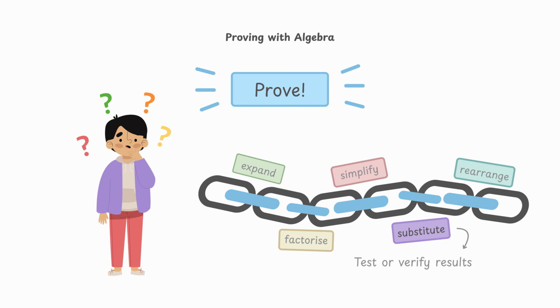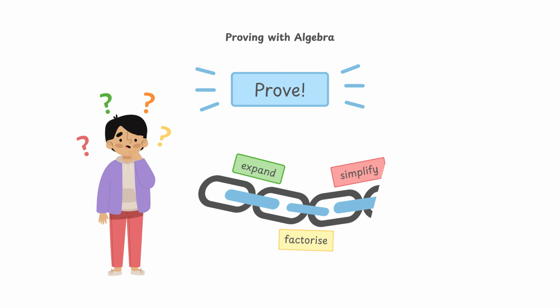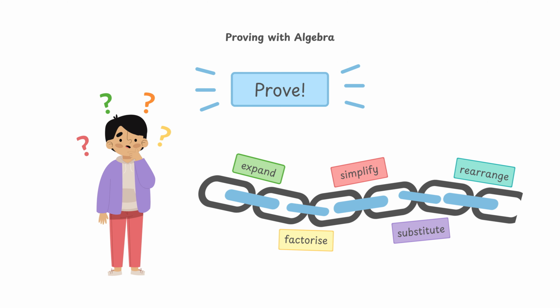Now think of this like a chain. Each step is a link. If one link is missing, the argument is not complete. But if every step is correct, the chain holds together, and the proof is valid. So always take your time. Work clearly, one step at a time, and make sure every line follows logically from the one before. That is how algebra turns a question into a proof.